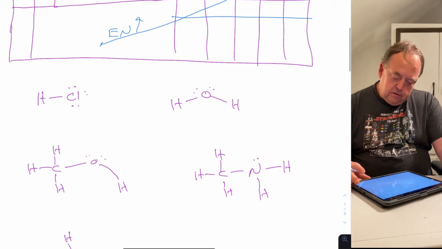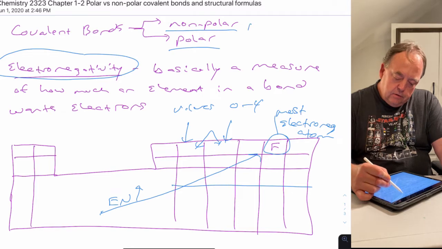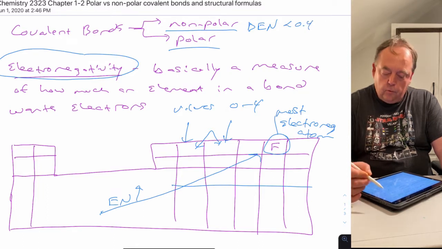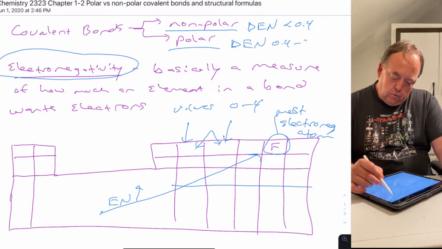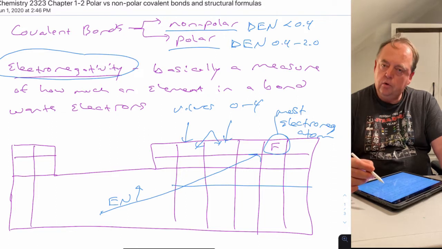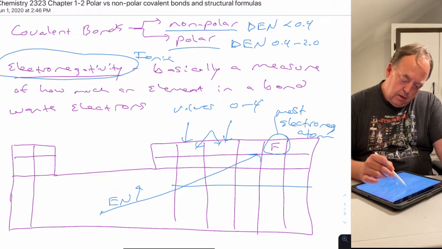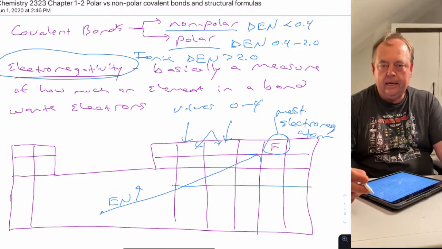So the significance of this is nonpolar bonds. If the difference in electronegativity between the two atoms in a bond is less than 0.4, then it's a nonpolar covalent bond. If the difference in electronegativity is between 0.4 and 2.0, then it's a polar covalent bond. And if the difference in electronegativity is greater than 2.0, then it would traditionally be considered an ionic bond.